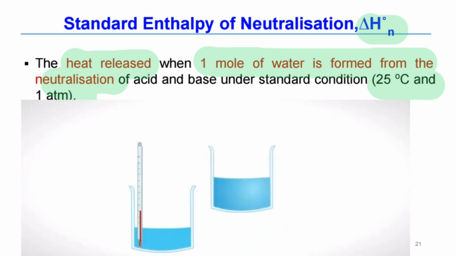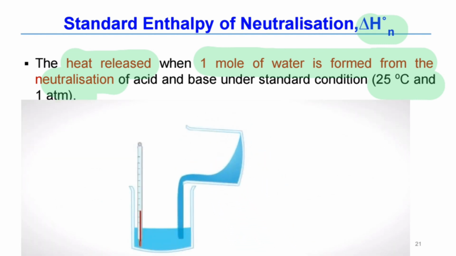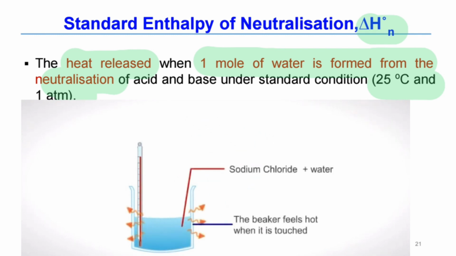A neutralization reaction between an acid and an alkali is an exothermic reaction because the heat that is released causes the reaction temperature to increase. 1 mole of dilute hydrochloric acid reacts with 1 mole of sodium hydroxide to release 57 kilojoules of heat. Therefore, the heat of neutralization between hydrochloric acid and sodium hydroxide is minus 57 kilojoules per mole.